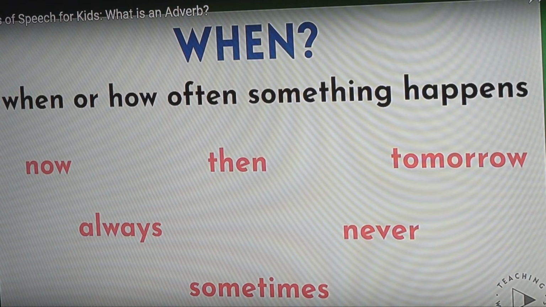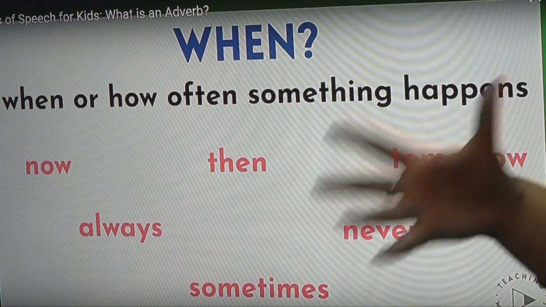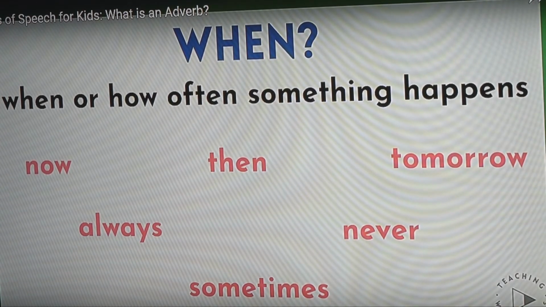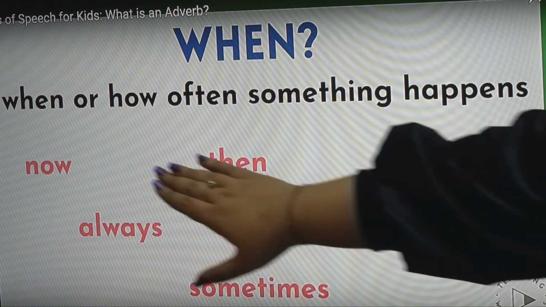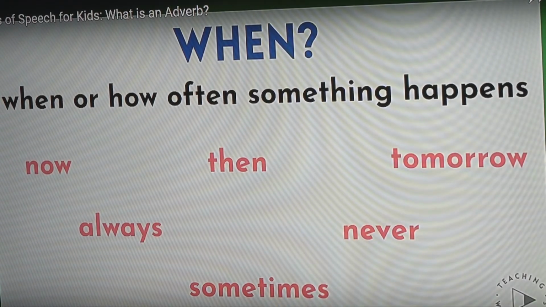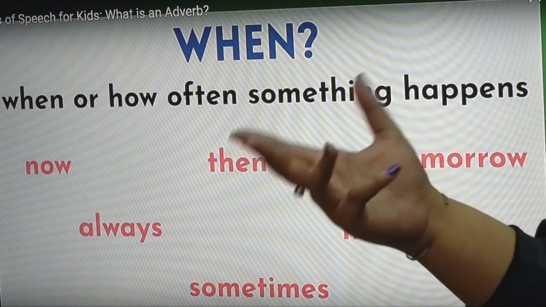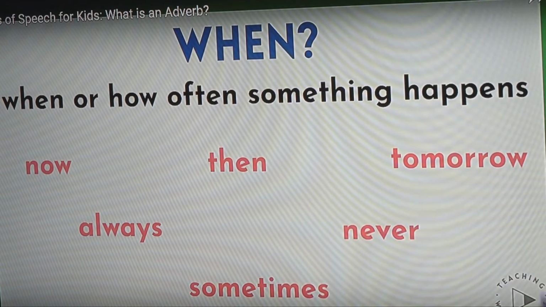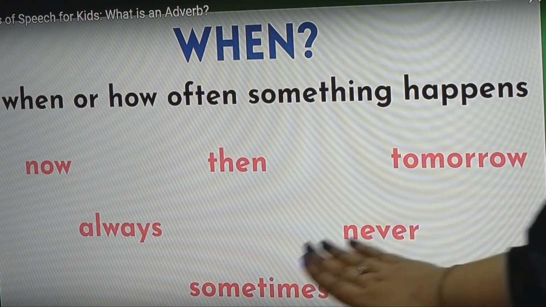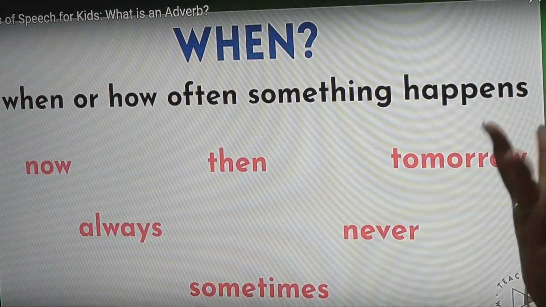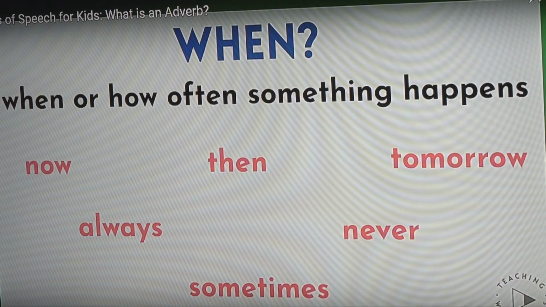So the second thing about an adverb is it can tell us when an action happened, right? These are also adverbs because they tell you when an action happened. I am going to school now. The word now is an adverb because it tells you when it happens, right? When I go to school. Tomorrow, never, sometimes, always are also adverbs, okay? Because they tell you when an action happened.